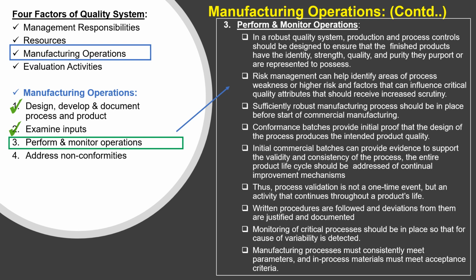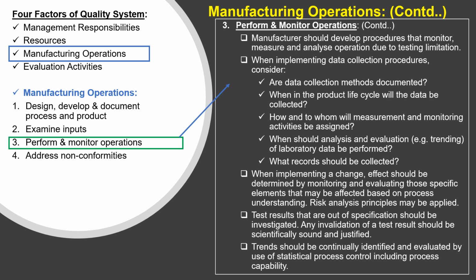Written procedures are to be followed and deviation from any of the procedures should be justified, investigated and documented. There should be monitoring of critical process parameters in place so that the cause of variability is detected, investigated and acted upon. Manufacturing process must continuously meet the parameters and in-process material must meet the acceptance criteria.